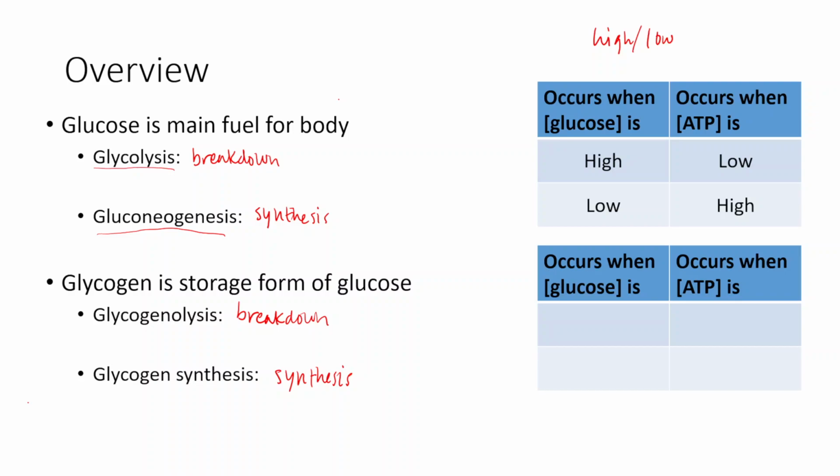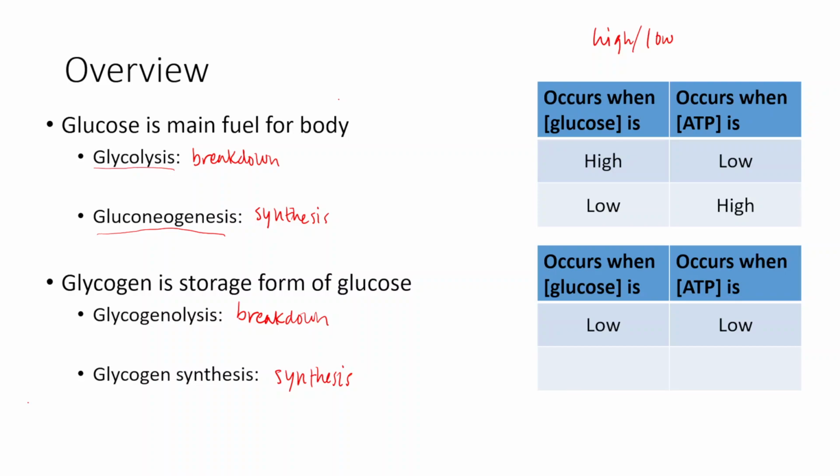All right, so how about glycogen breakdown, glycogenolysis? Yeah, exactly. You're breaking down glycogen to release glucose, so you're only going to do it when there's not a lot of glucose. And how about ATP levels? Yeah, also low. You're breaking down, you're releasing the glucose so you can use it for glycolysis because you need to make more ATP.